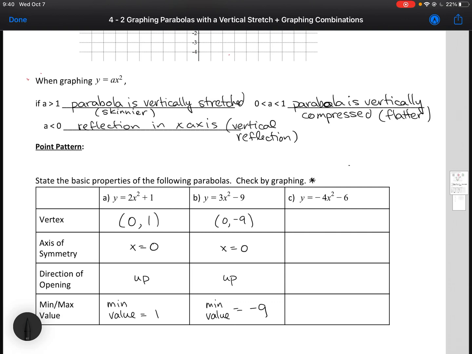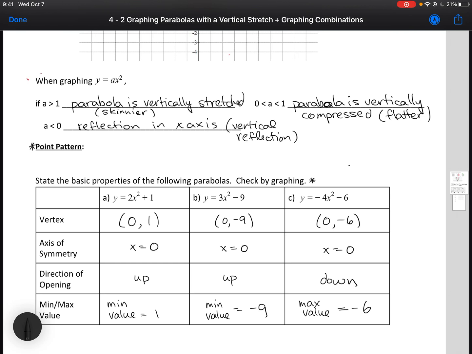My last example here, y equals -4x squared minus 6. So no horizontal shift. I do have a vertical shift down by -6. My axis of symmetry is still 0. My direction of opening now is down because my a value is negative. And now I'm going to have a maximum value equal to the y-coordinate of my vertex.